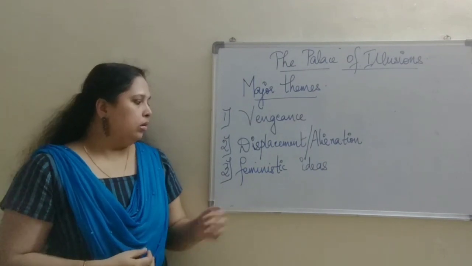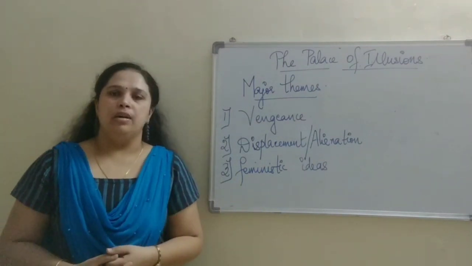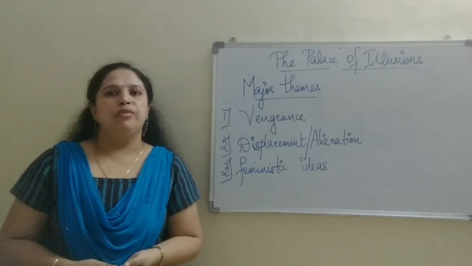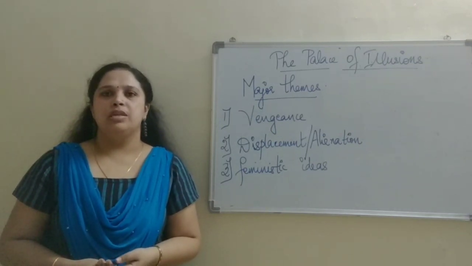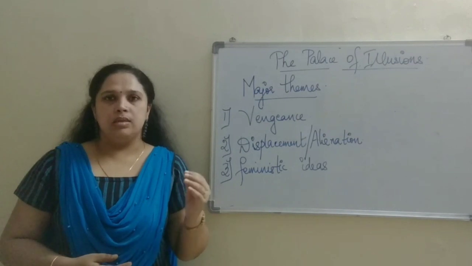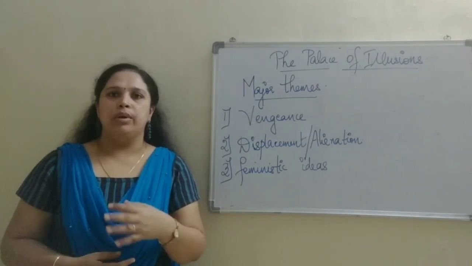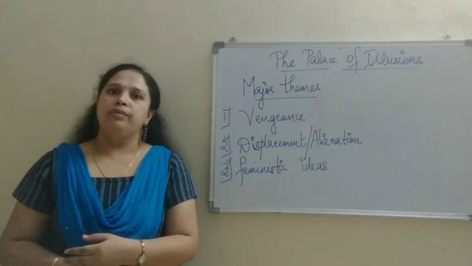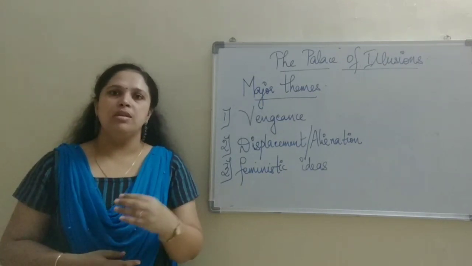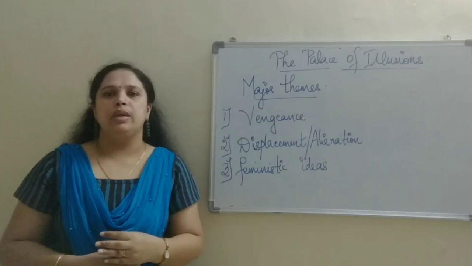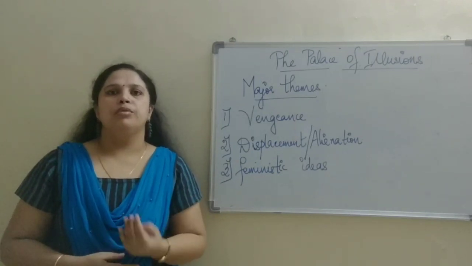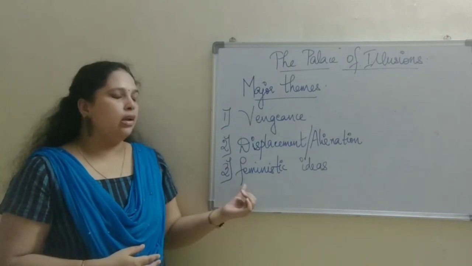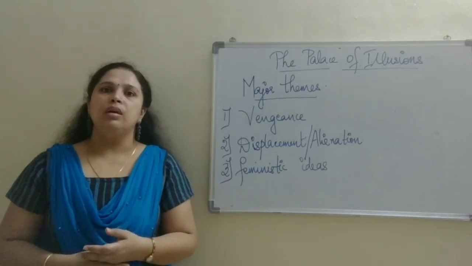Now coming to the third theme, feministic ideas. As I told you earlier, the whole novel is portrayed before us from the perspective of Panchaali. The novel gathers the plot around itself from the birth of Panchaali to the death of Panchaali. All the incidents in between are portrayed to us from her perspective. So the feministic ideas can be seen throughout the novel.